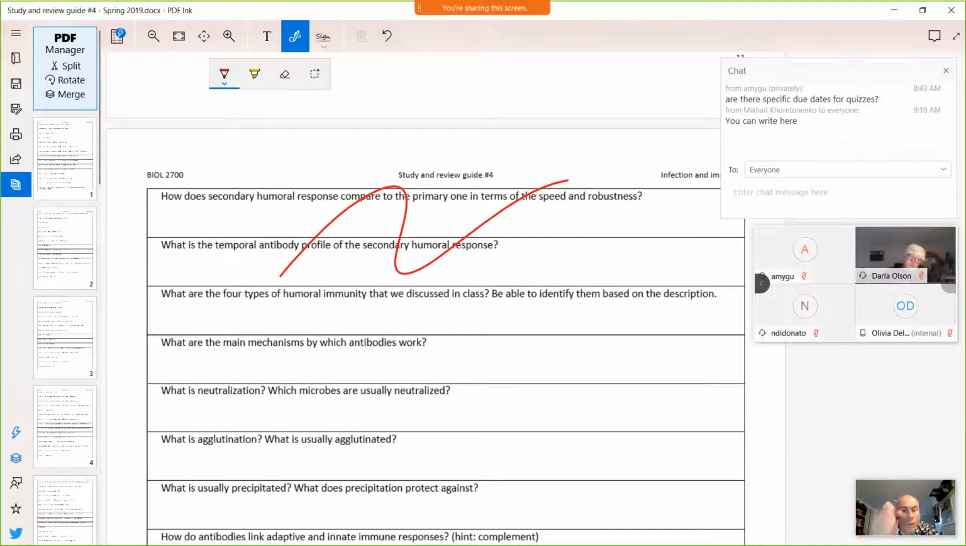4 types of humoral immunity, should be able to identify it. Artificial versus natural, passive versus active. Artificial versus natural usually doesn't pose any problem. Passive versus active. In active, you actually have an antigen that your immune system is exposed to. So like vaccine or infection, it's an example of active immunity. Immunoglobulins going across placenta into a baby, that's an example of a passive immunity.